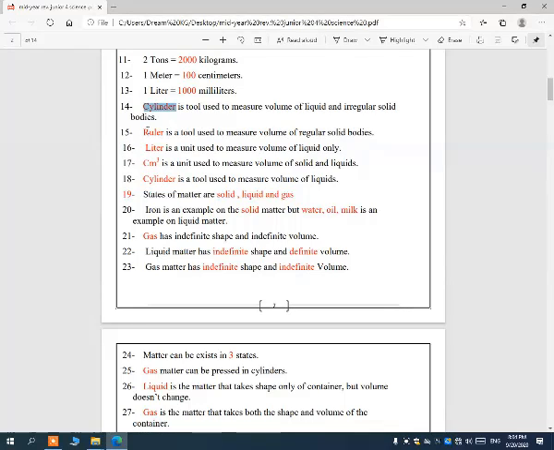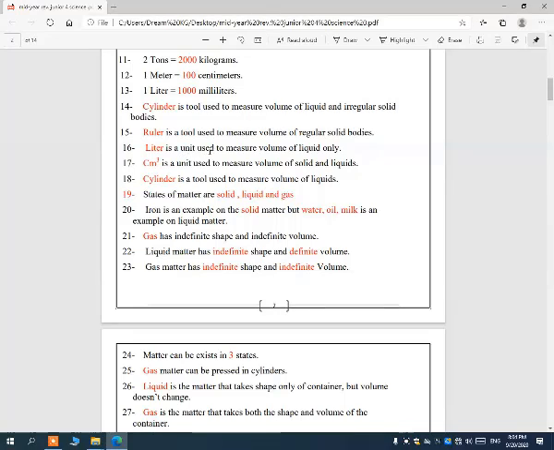Number 15. Dots is a tool used to measure the volume of regular solid bodies. Regular solid volume, and regular R. So it will be ruler. Ruler, regular solid body.